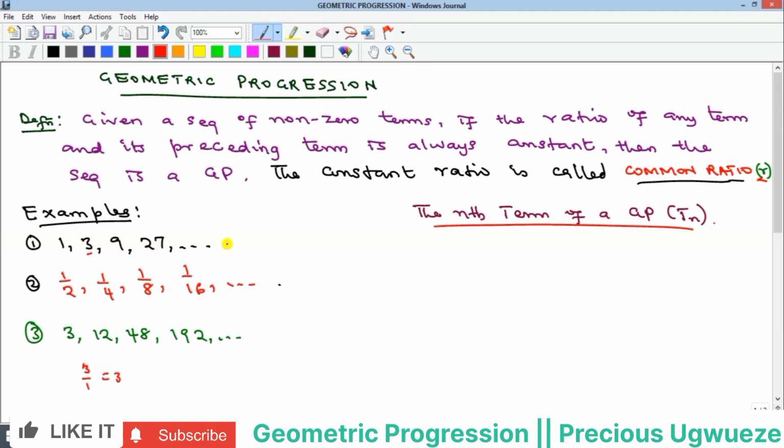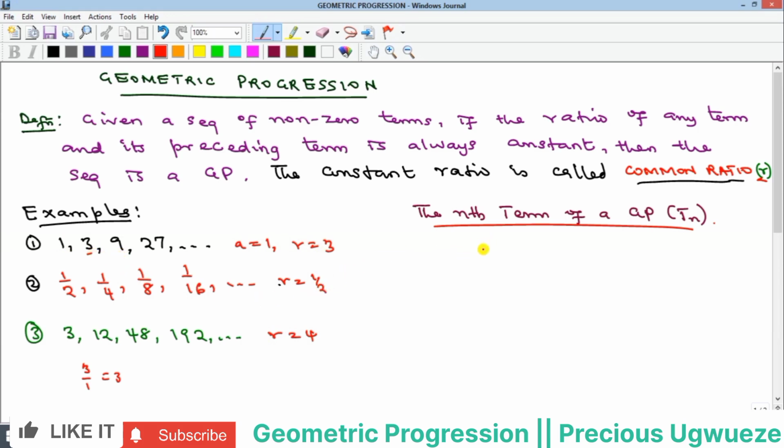So from what I said here, our a here is 1, and our common ratio here is 3. And our a here is 1/2, our common ratio here is 1/2. While our a here is 3 and our common ratio here is what? 4. Okay, so that means our common ratio is what you use to multiply a term to get the next term. So if I use 3 to multiply 1, I'll get 3, times 3, 9, and so on.